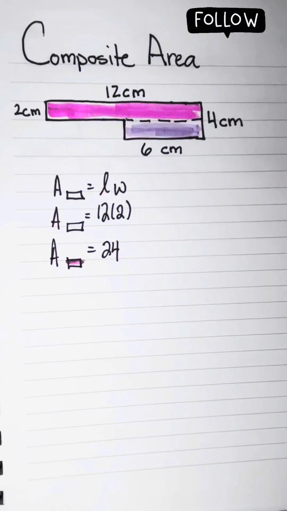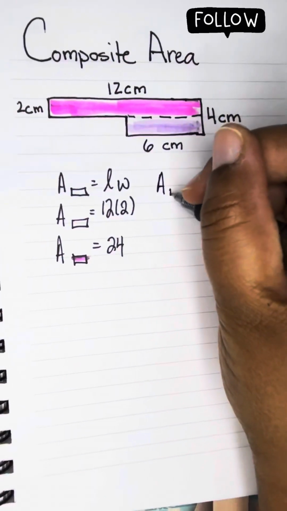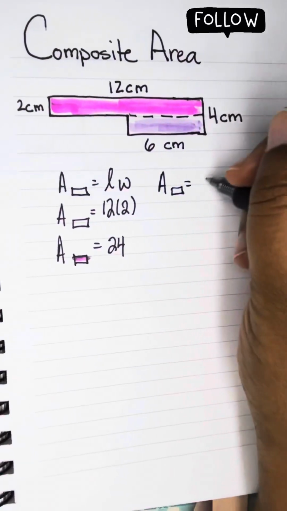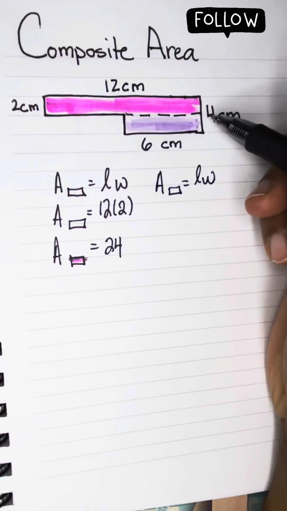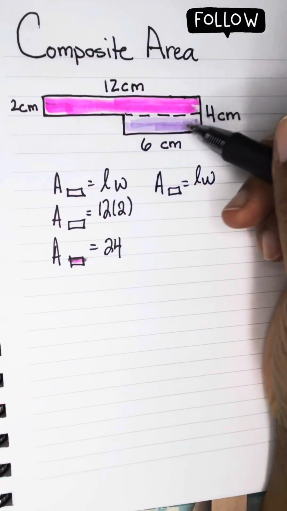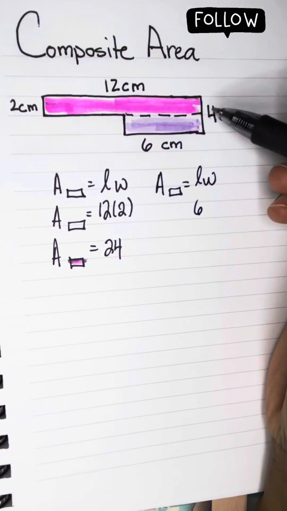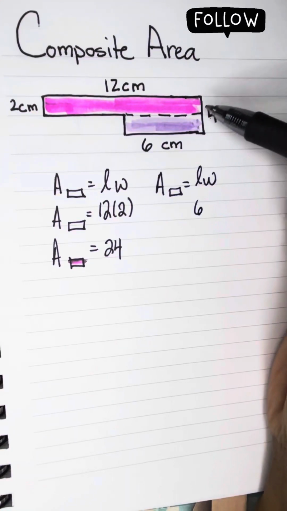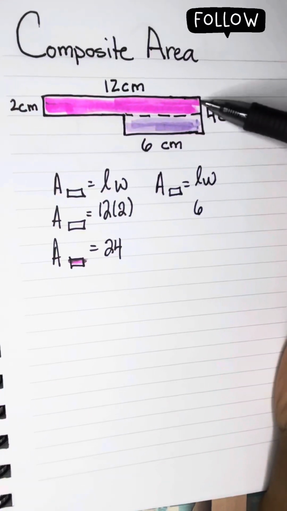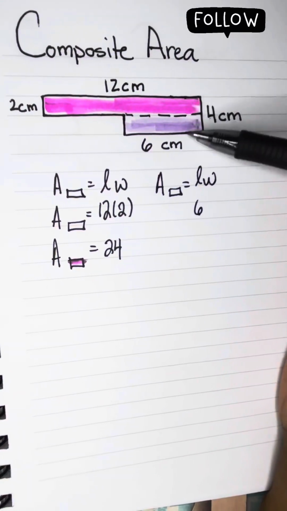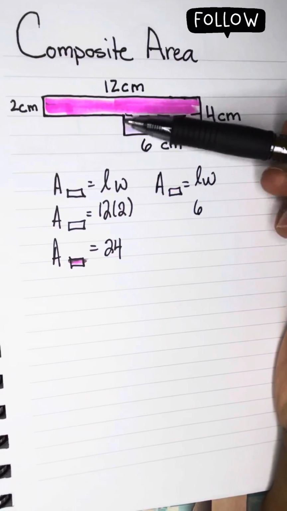Now we have to figure out our area for our purple. So if we have area for our purple, well, we remember area for a rectangle is length times width. But we can't use this 4. We have our length here, which is 6, but we need our width. We need the width, right? So we can't use the 4 here because the 4 is for both rectangles. So we just need this width right here.